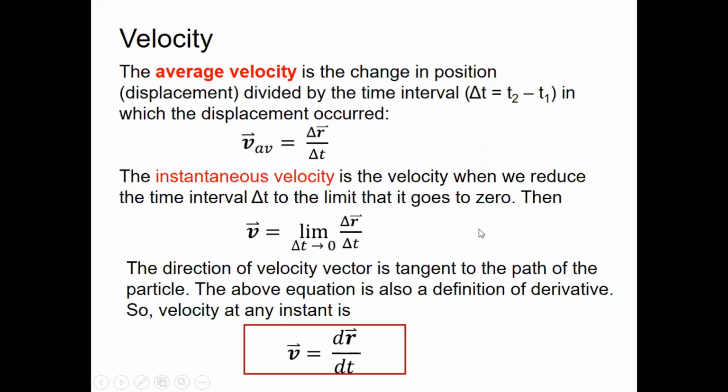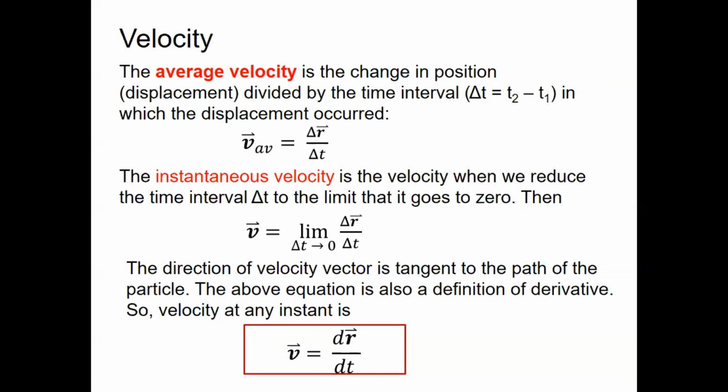Now we come to another important quantity which is used in physics frequently, and that is the velocity. The average velocity is basically the change in position or the displacement divided by the time interval in which this change takes place. Here we have delta t equal to t2 minus t1. Therefore, the average velocity is defined as the displacement delta r divided by the delta t time. This is the average velocity. Displacement is a vector quantity, therefore the average velocity is also a vector quantity.